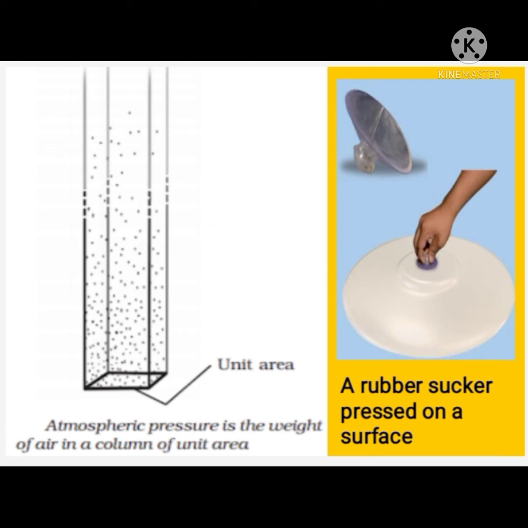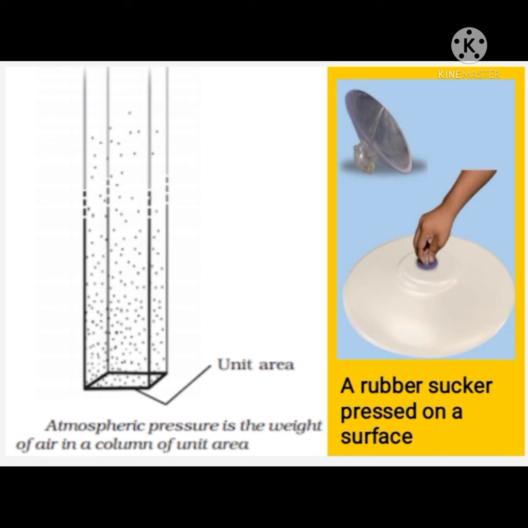But how large or small is the atmospheric pressure? Let us get an idea about its magnitude. Take a good quality rubber sucker. It looks like a small rubber cup. Press it hard on a smooth plain surface. Does it stick to the surface? Now try to pull it off the surface.